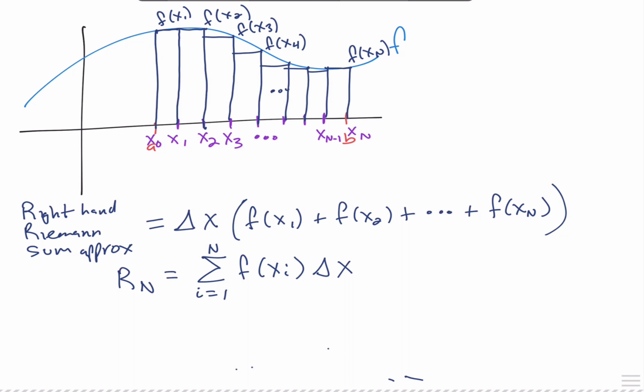So notice, what's the only difference between the left and the right-hand approximation? The left starts at i equals 0, right? The right starts at i equals 1.